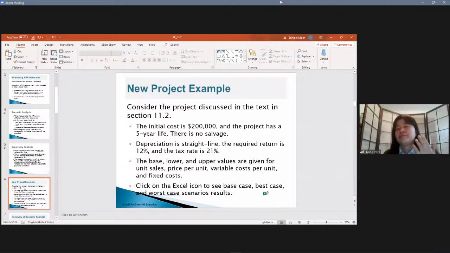So now you should have a good understanding of the difference between sensitivity analysis and scenario analysis and why we need them. We need to try to manage forecasting risk. The best way to learn sensitivity analysis and scenario analysis is using a numerical example. So this slide presents this numerical example.